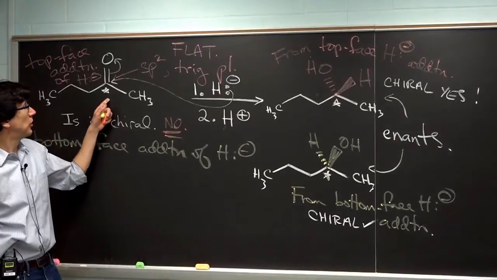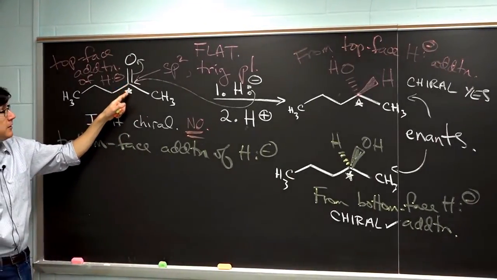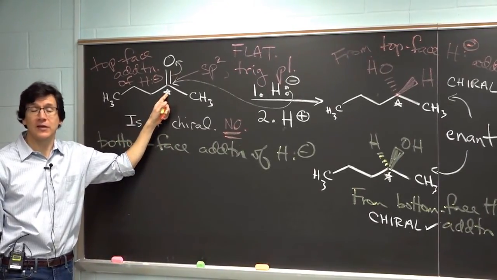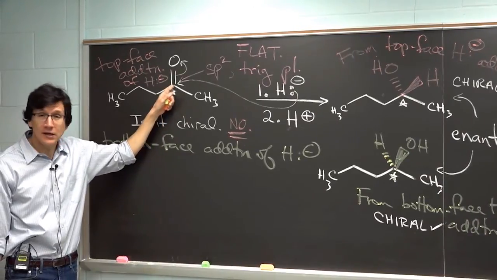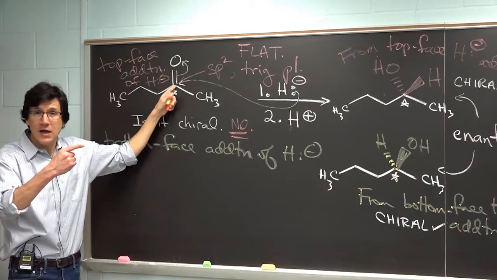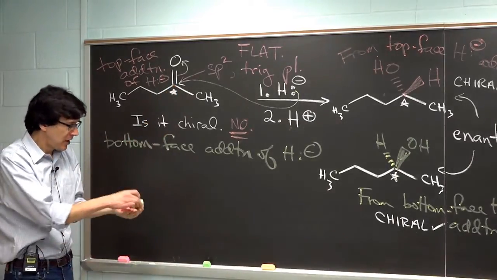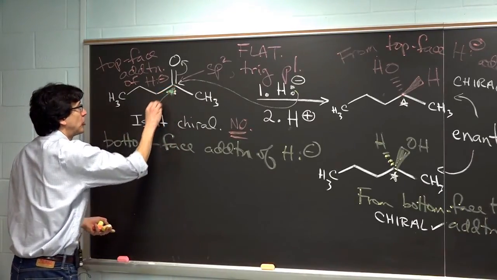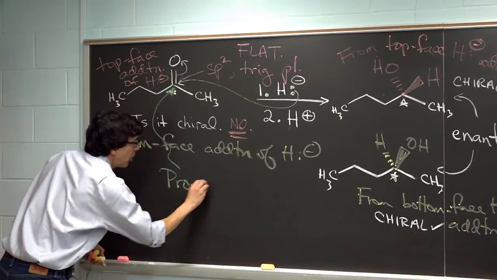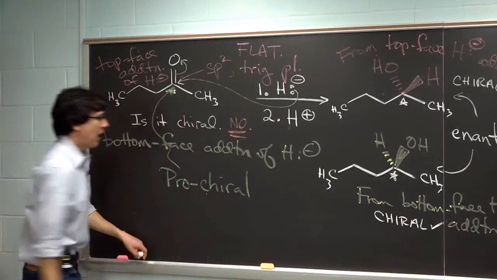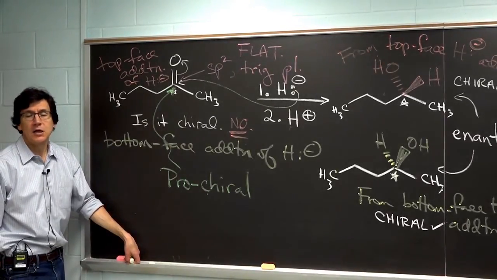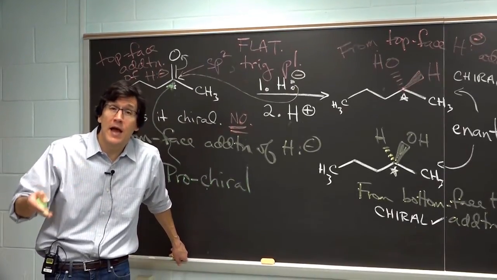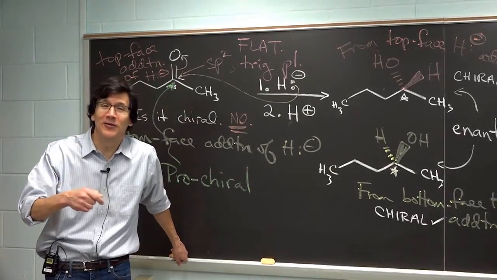So going back to the original structure, this carbon, maybe I shouldn't have used a star, because I've been using a star a lot to designate a chiral center. So this is not a chiral center at this point. But once hydride adds, you manufacture a chiral center. So sometimes this type of carbon, or this type of structural element, is called a prochiral center, where pro just means before. In other words, it's a center within a molecule that through the agency of some chemical reaction can be converted into a chiral center.